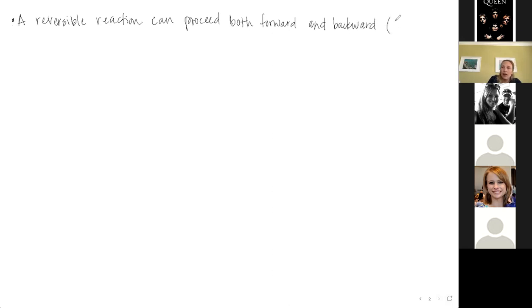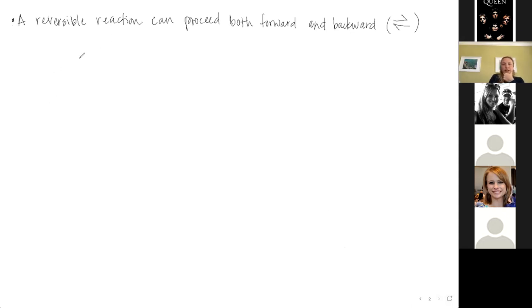So for chemistry, when we're talking about this, we also need to consider the fact that chemical reactions can proceed both forward and backwards. So a reversible reaction can proceed both forward and backward, which I represent by this forward arrow and backward arrow when I talk about chemistry.